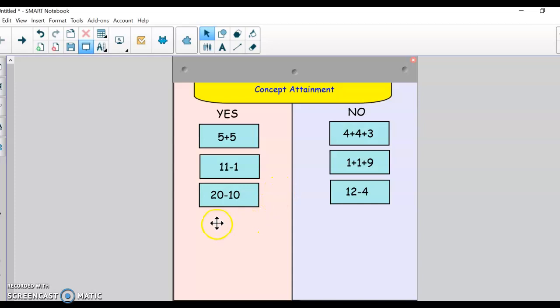If they didn't get that, then the students could add some additional problems down here. And if someone did guess that this was the correct math concept, then you could raise the screen and show that yes, it was math facts that equal 10.